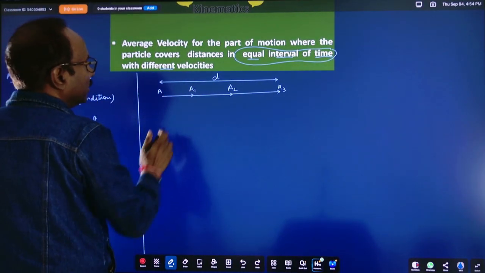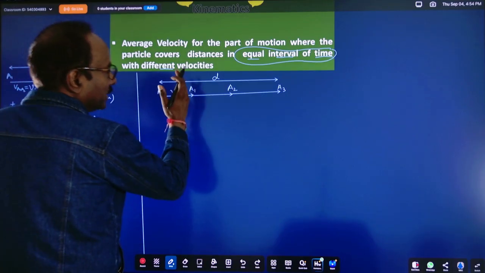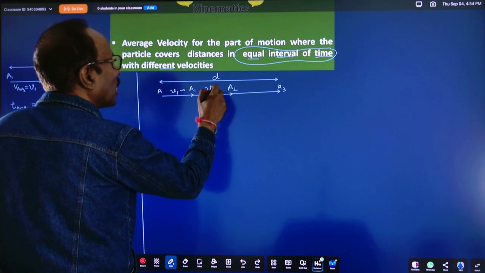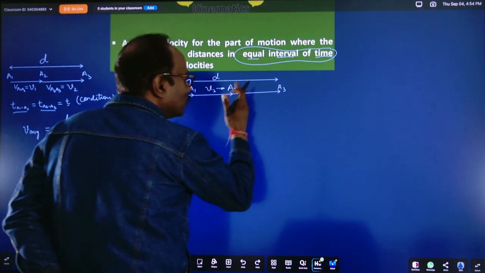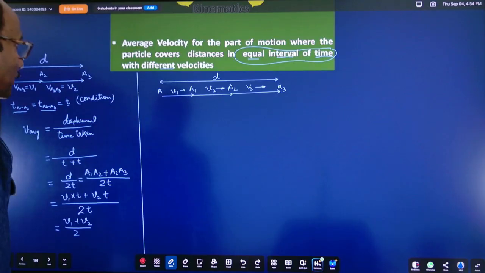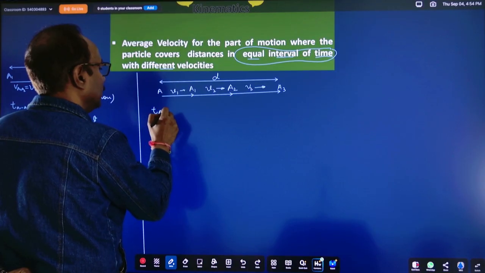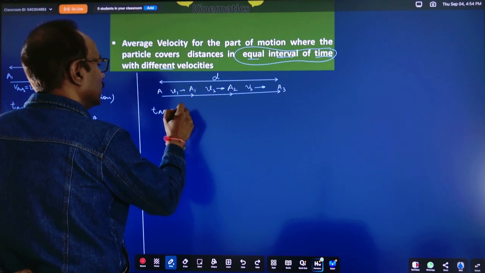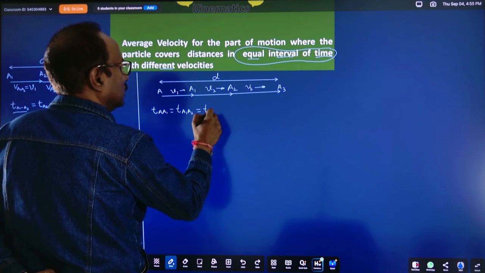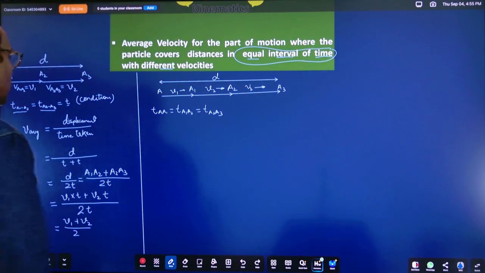Between A and A1, the velocity was V1. Between A1 to A2, the velocity V2. Between A2 to A3, velocity V3. Let us say like this. Condition is time taken to move from A to A1 is equal to A1 to A2, A2 to A3. So this is your condition.